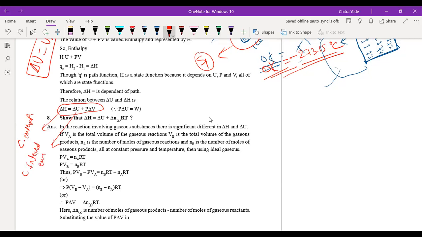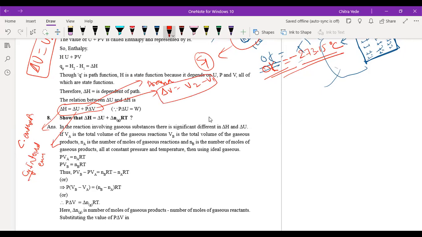What is internal energy? It is the sum of all kinds of energy associated with the matter present in a system. It is called internal energy. Then P is the pressure, and del V is the change in volume, which is V2 minus V1.